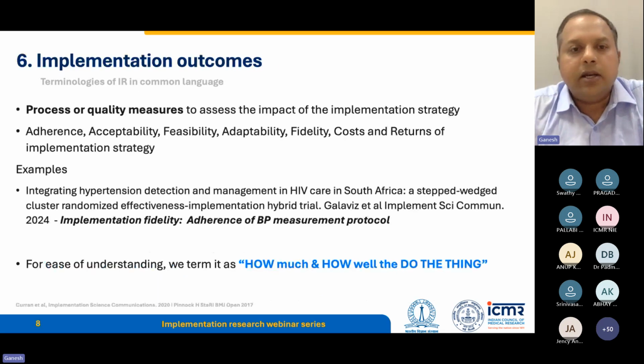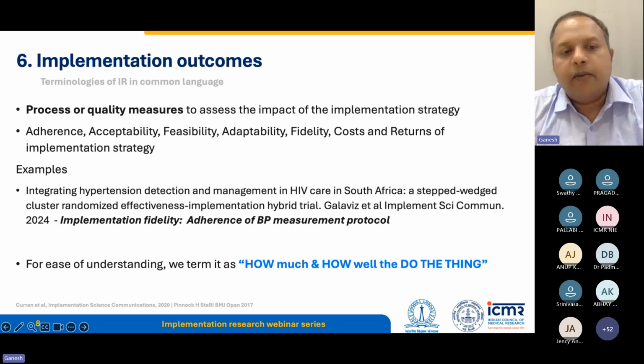Sixth is implementation outcomes. These are the process or quality measures to assess the impact of the implementation strategy. It is very clearly given in most of the literature that implementation outcomes are entirely different from the clinical effectiveness outcomes, the clinical outcomes. What we are talking about when we mention implementation outcomes is process or quality measures, which are listed as adherence, acceptability, feasibility, adaptability, fidelity, cost, and return of the implementation strategy.